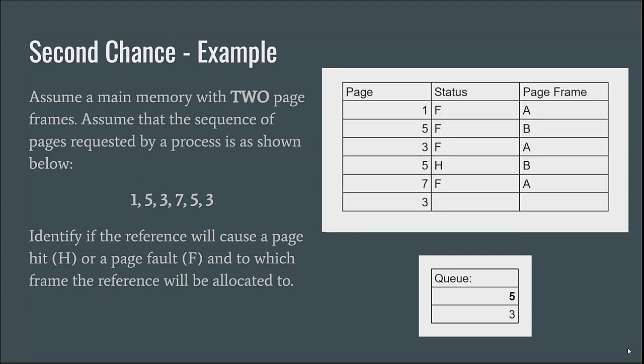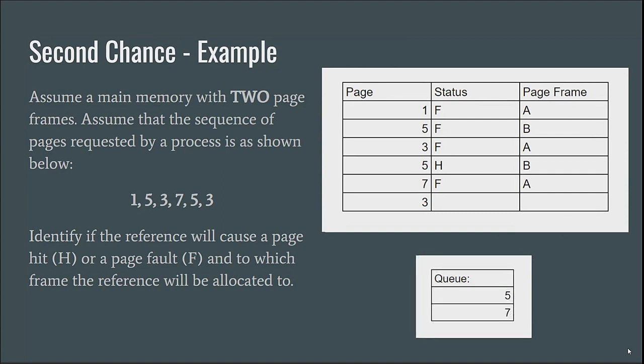That next thing is 7. 7 does not exist in our page frames, so it's a fault. And now we look at our queue to decide where we're going to allocate it. We check 5. 5 has a second chance, so 5 loses its second chance, and it just moves to the bottom of the queue. Now 3 is at the top. Now we check 3. Does 3 have a second chance? No, it didn't have any. So we replace 3, which initially was at page frame A, with 7.